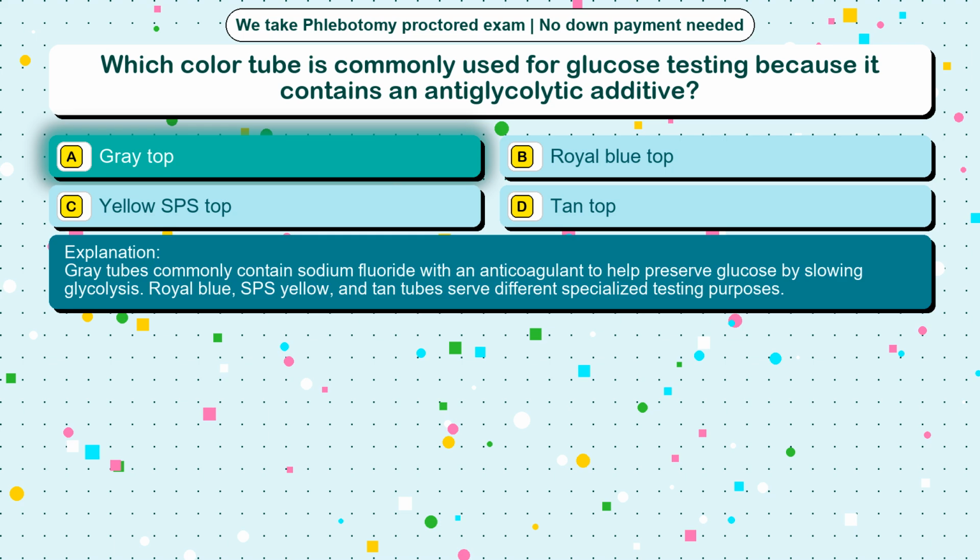Gray tubes commonly contain sodium fluoride with an anticoagulant to help preserve glucose by slowing glycolysis. Royal blue, SBS yellow, and tan tubes serve different specialized testing purposes.